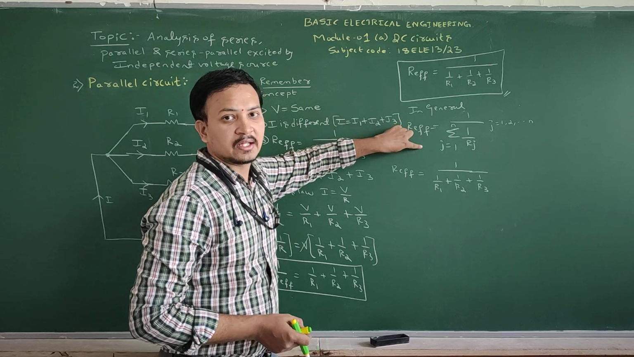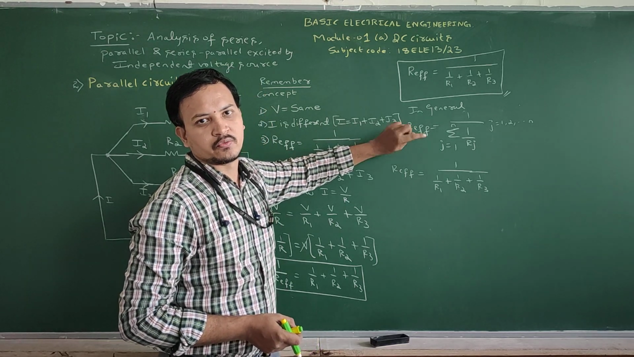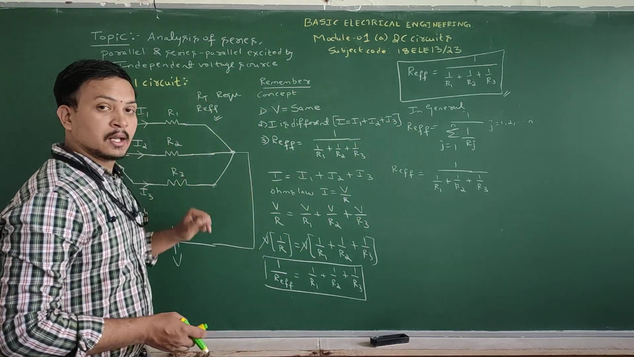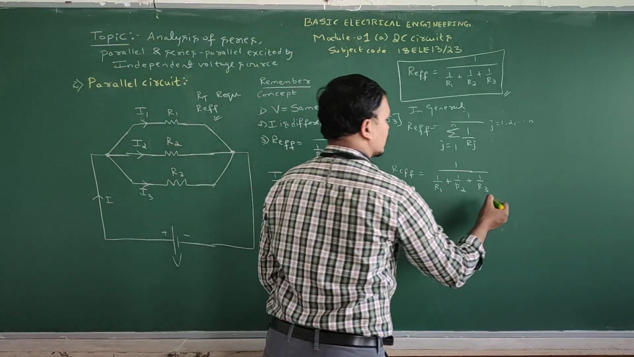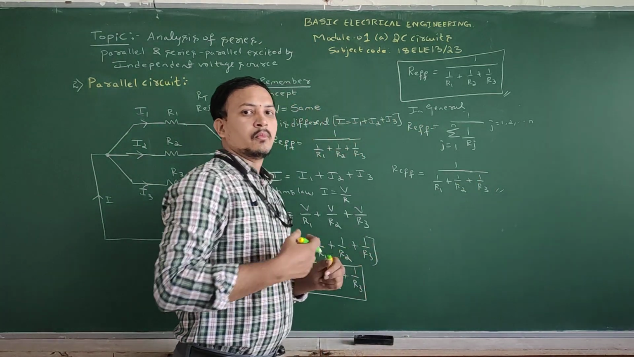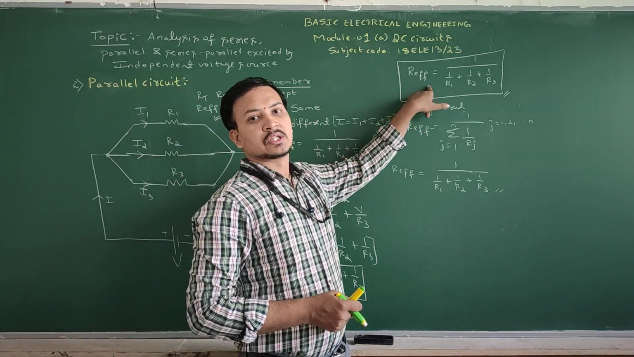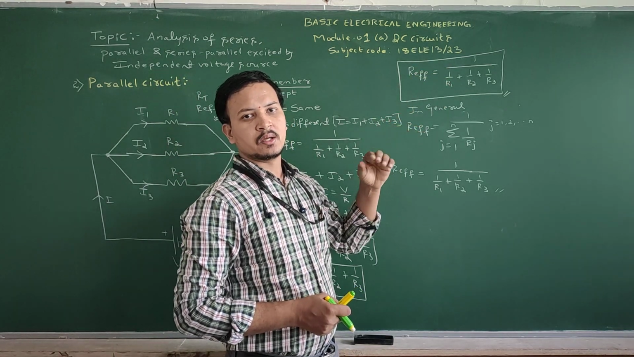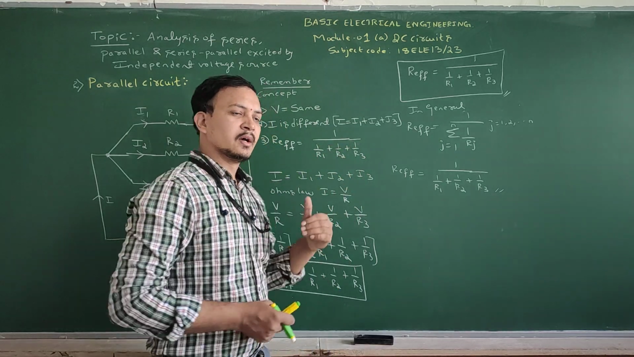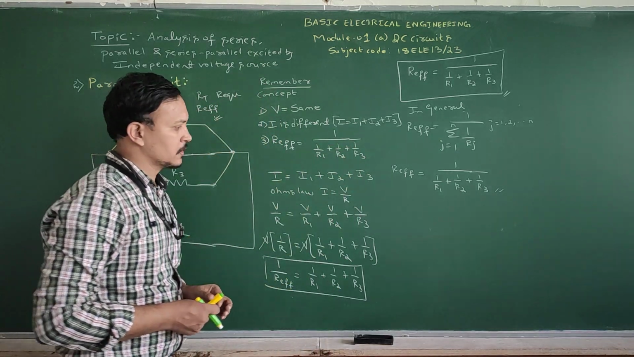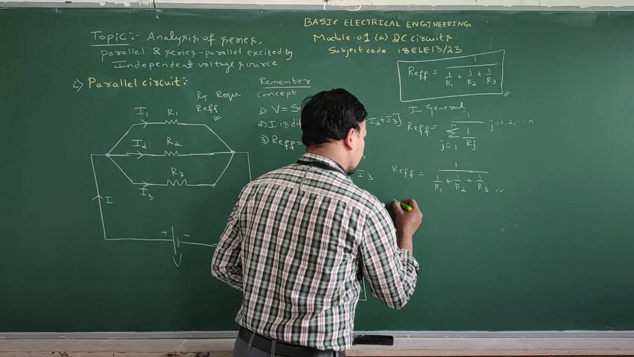So this is the mathematical representation to find effective resistance in a parallel circuit. Okay, got it? So if more than 2 resistors are connected in parallel, you can remember this formula: 1 whole divided by the sum of reciprocals of each and every resistor. So next, another one is a note.